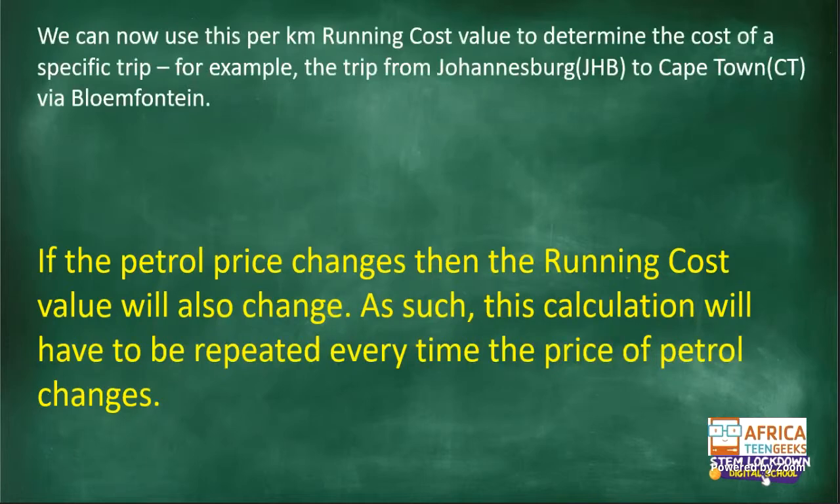Now, we can use this running cost per kilometer to determine the cost of a trip. Let's say that you are going to take a trip from Johannesburg to Cape Town via the Bloemfontein road, or via Bloemfontein. Remember, there are two routes that you could take from Johannesburg to Cape Town. You could use the road via Kimberley. I think that's N12.